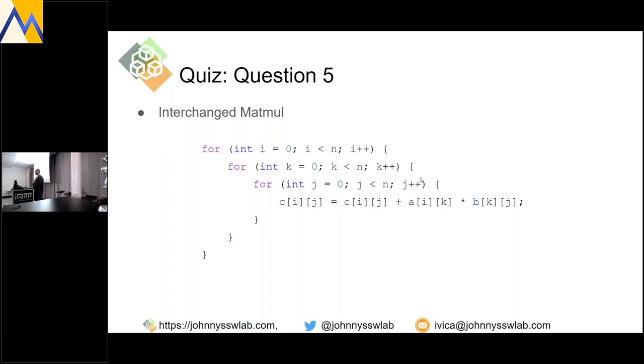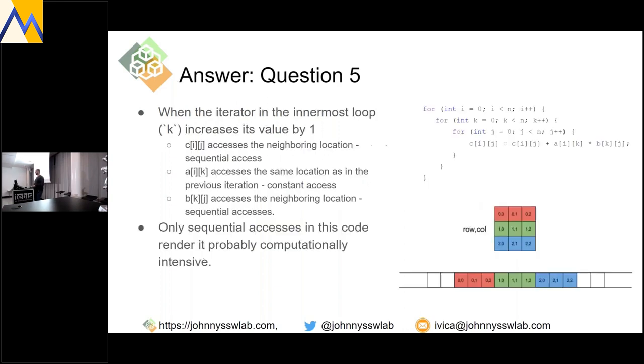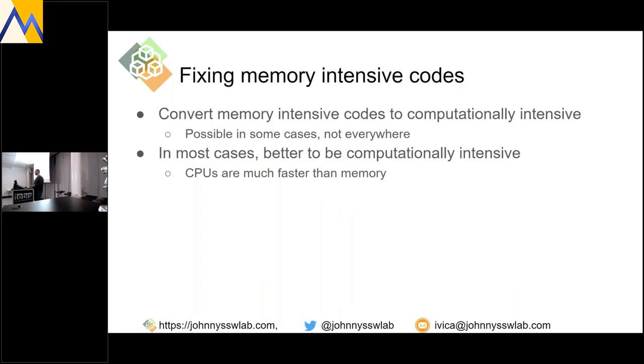Fewer jumps. Okay, the access pattern of A is what kind? Constant. And B? Yes, B and C are sequential, and A is constant, and this code is actually computationally intensive.